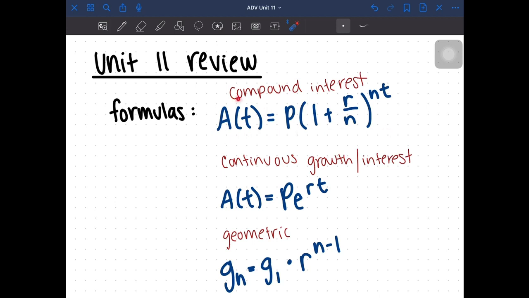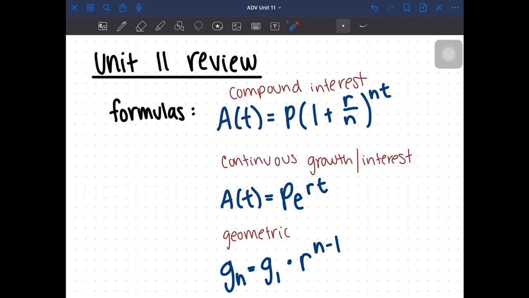So this is our total, the amount, and this is our principal, the starting amount, and then 1 plus r, the rate, make sure it's in decimal form. N is the number of times that it is compounded per year. So if it's annually, n is going to be 1. If it's semi-annually, n is going to be 2. If it's daily, n is going to be 365, okay? And t is the time that passes.